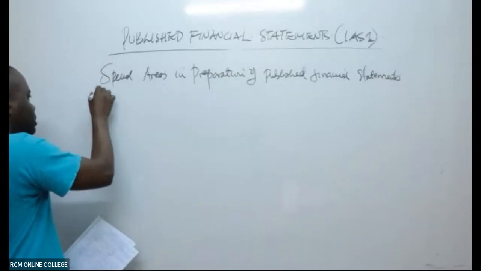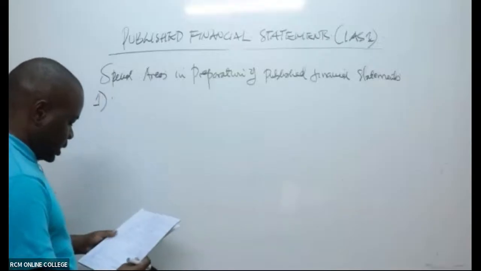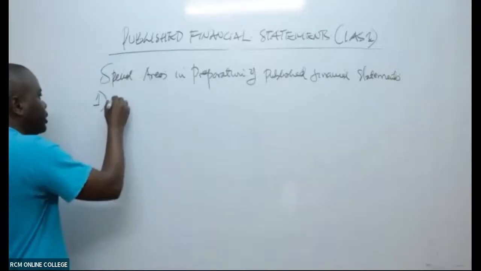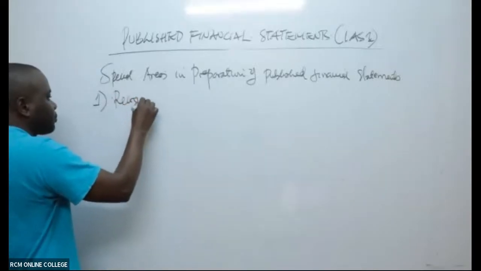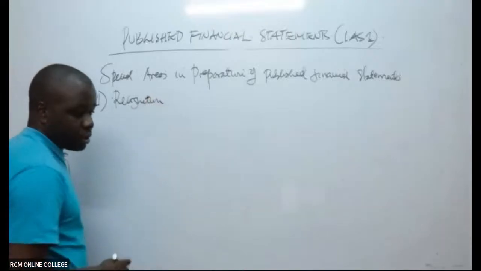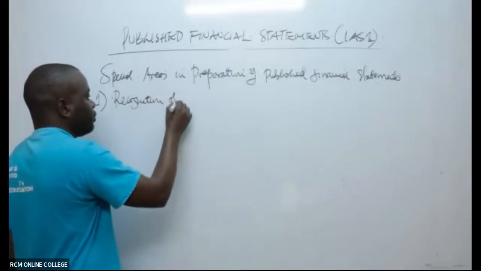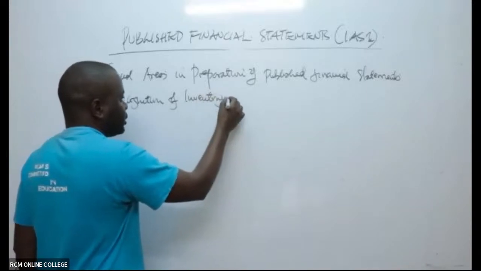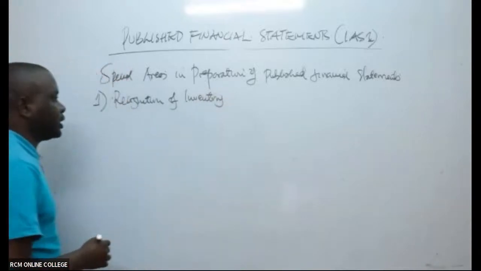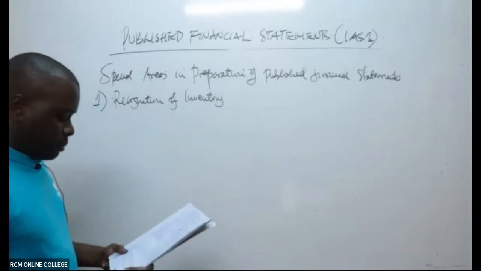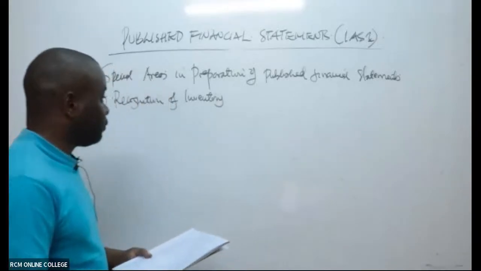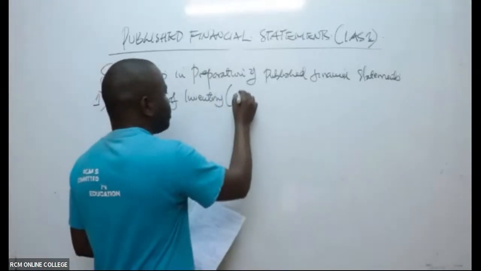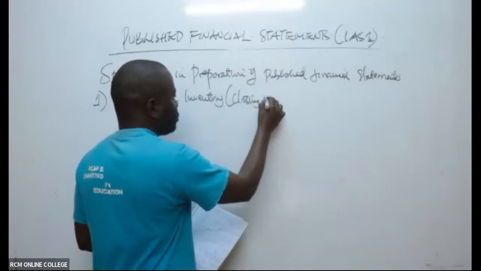So number one, of so much importance, is how do you recognize inventory? Recognition of inventory. So how do you recognize what? Inventory. Inventory, or what you call what? Closing stock. So inventory, or in this case what you are getting used to, is closing stock.